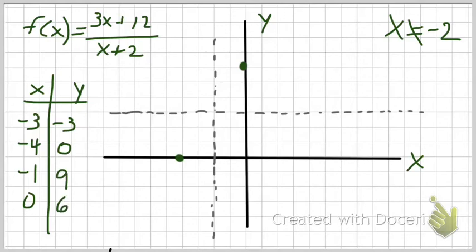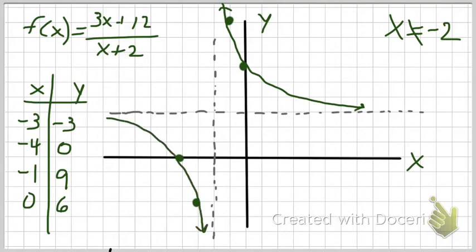Let's plot these points. We've got one at (-3, -3), and (-1, 9), way up here. Okay, that's enough information. Let's connect these dots, make a nice curve that approaches these asymptotes, but no touching. Okay, that is the graph. Done.